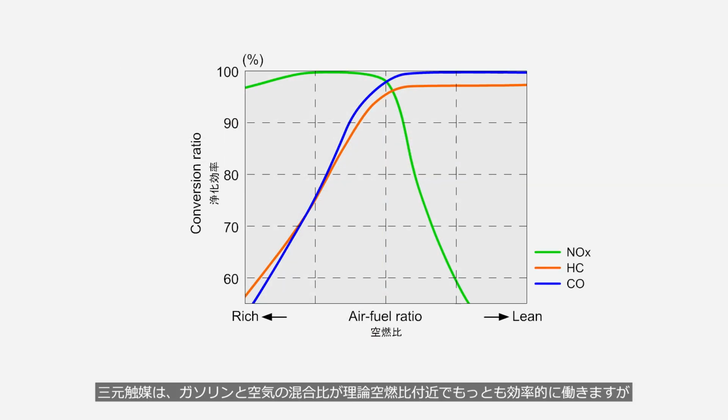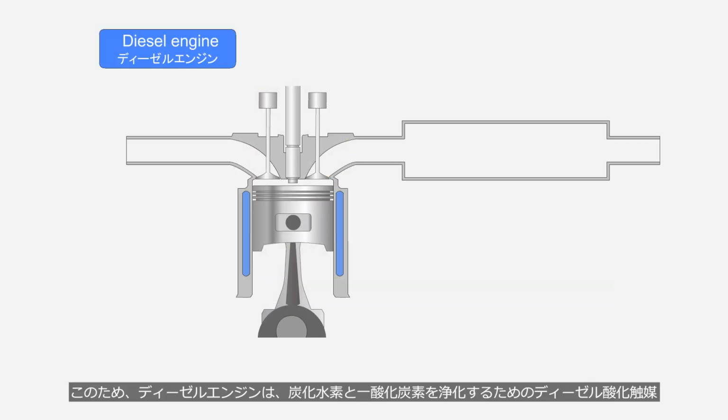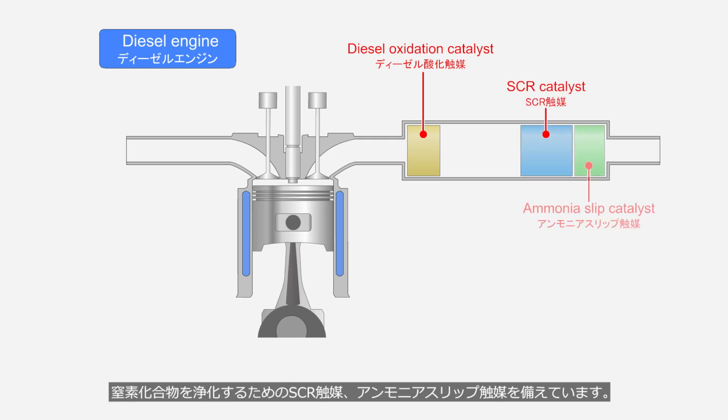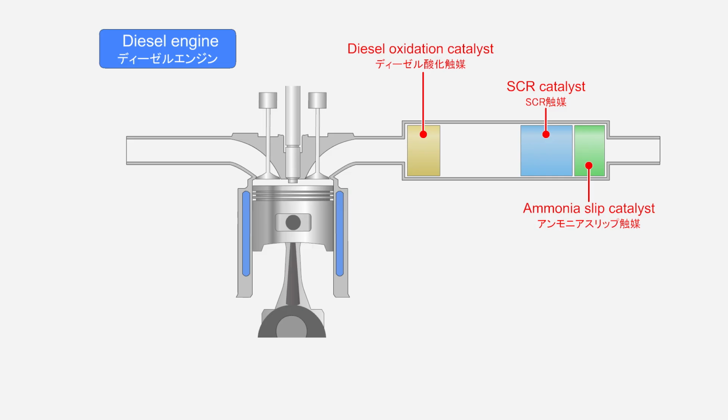Three-way catalysts work most efficiently when the air-fuel mixture is around the stoichiometric air-fuel ratio. However, since diesel engines operate with a lean air-fuel ratio, three-way catalysts cannot reduce nitrogen compounds. Therefore, diesel engines are equipped with a diesel oxidation catalyst to purify hydrocarbons and carbon monoxide, an SCR catalyst, and an ammonia slip catalyst to purify nitrogen compounds.